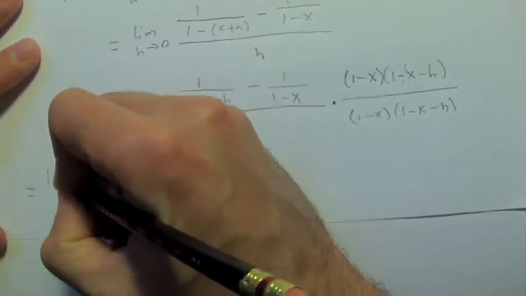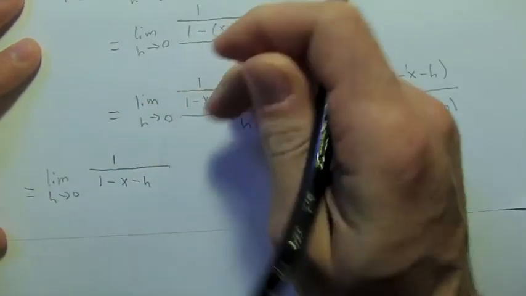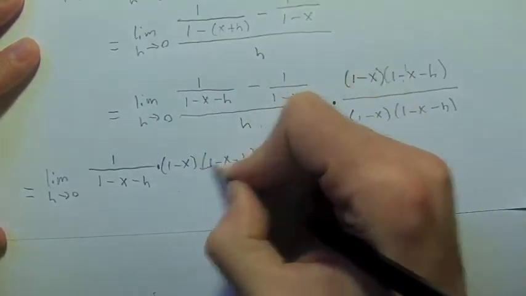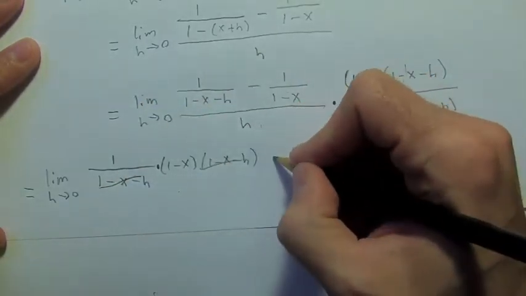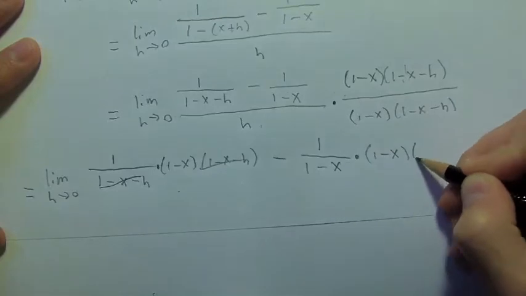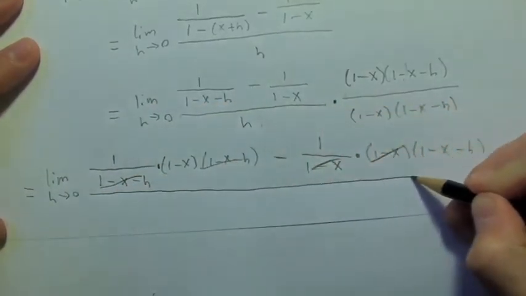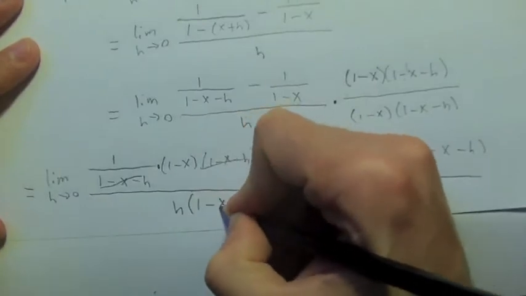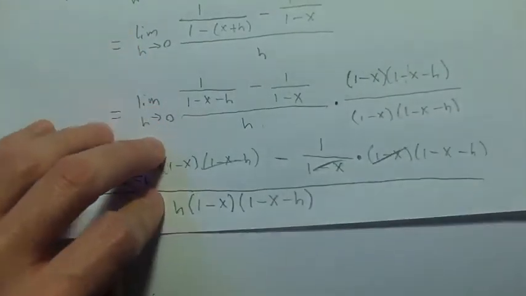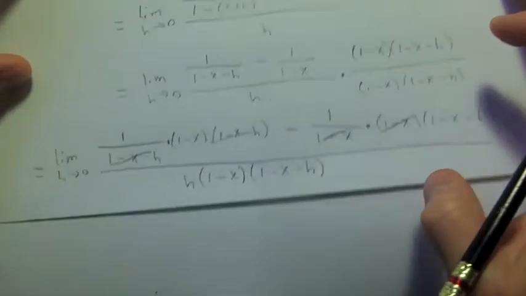It's going to be crazy, but you're going to have 1 over 1 minus x minus h times 1 minus x times 1 minus x minus h, and those cancel. This is going to be minus 1 over 1 minus x times 1 minus x times 1 minus x minus h, and these are going to cancel. And the whole thing, this is an easy part to forget, make sure you don't, it's going to be over h times 1 minus x times 1 minus x minus h. Now, often people don't actually write this step, but it is what is going on. We've canceled out those fractions.